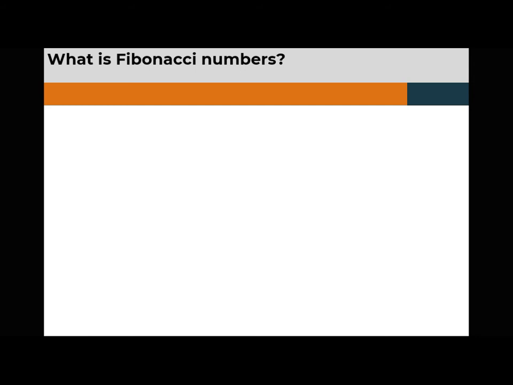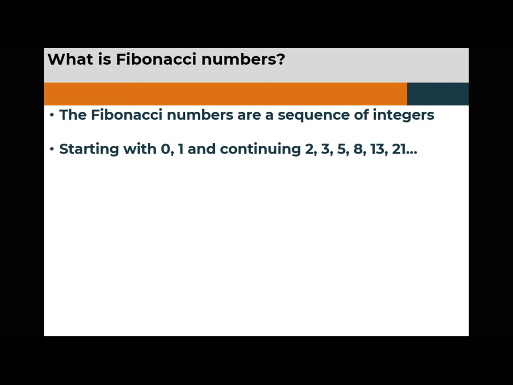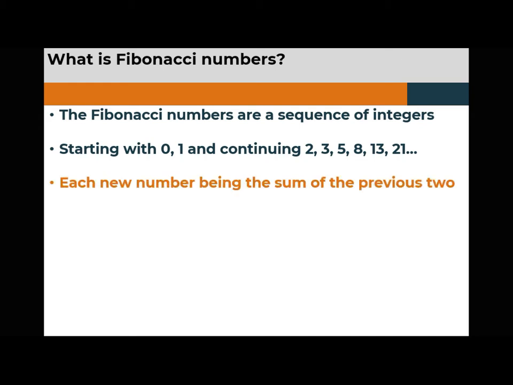So what are Fibonacci numbers? Fibonacci numbers are a sequence of integers. Typically, we will start at 0, 1 and continue to 2, 3, 5, 8, 13 and 21. Each new number is the sum of the previous two. To give you a classical example, 0 plus 1 equals 1, 1 plus 1 equals 2, 1 plus 2 equals 3, 2 plus 3 equals 5. So you can see the Fibonacci numbers coming through: 1, 2, 3 and 5.